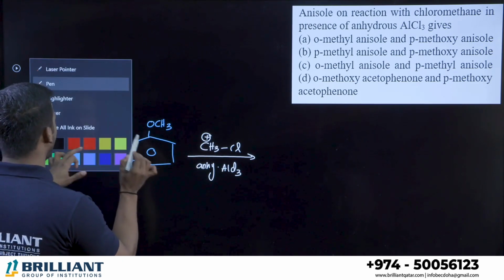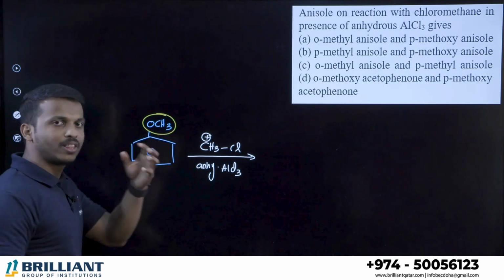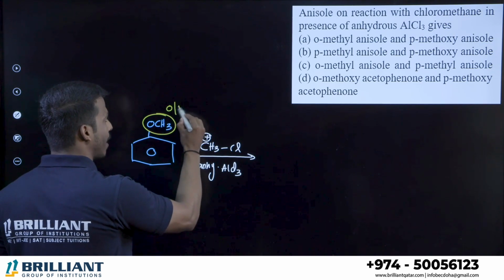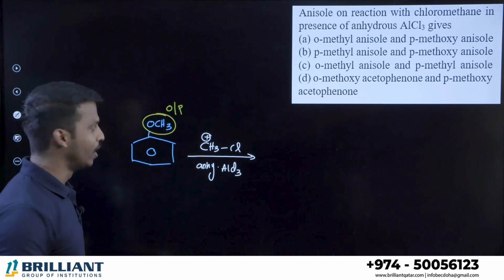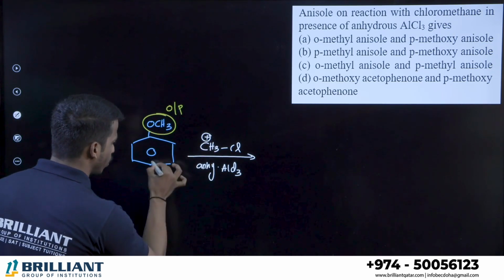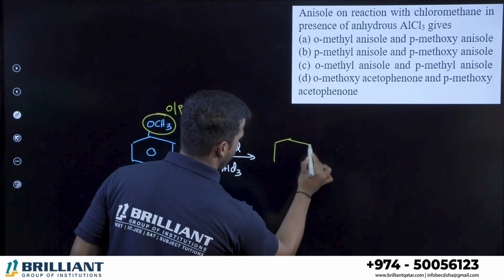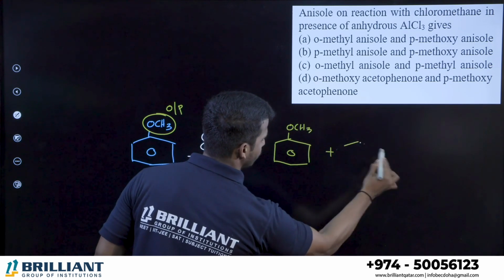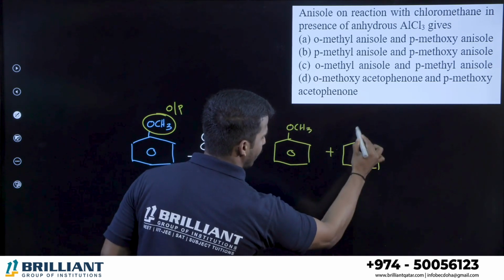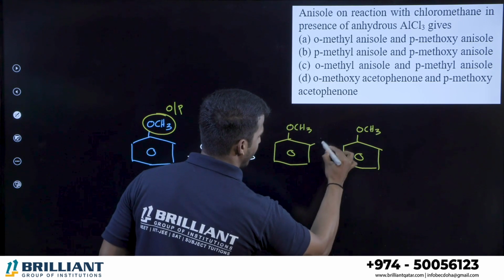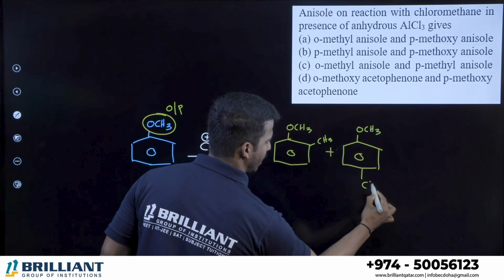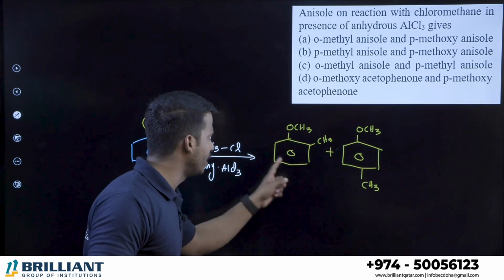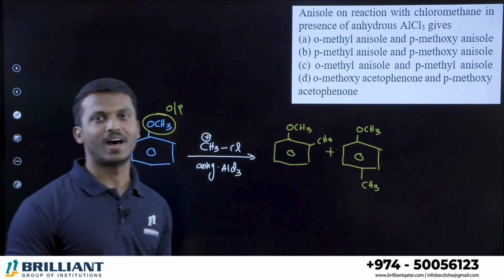Where can this CH3 alkyl group add? That depends on the OCH3, methoxy. Generally, alkoxy groups are ortho-para directing groups, like phenol. So the CH3 group can go to the ortho position and the para position. So what are the products? You will get two products, dear all. This is anisole. CH3 can go to the ortho position, CH3 can go to the para position. So the products are ortho-methyl anisole and para-methyl anisole.